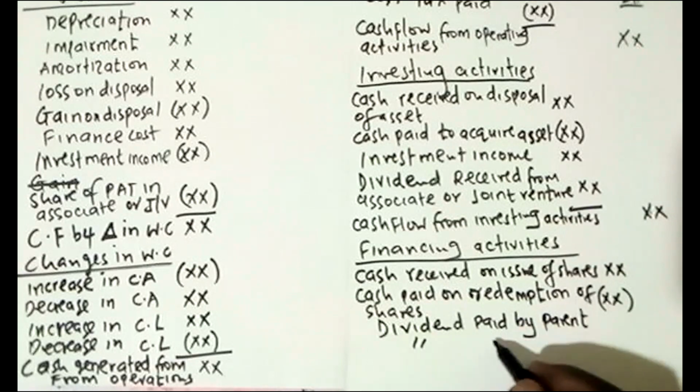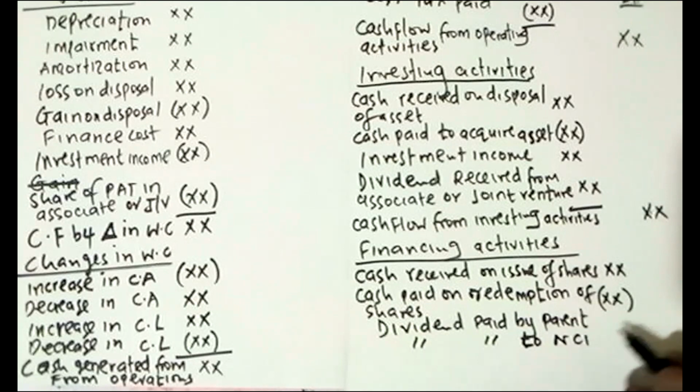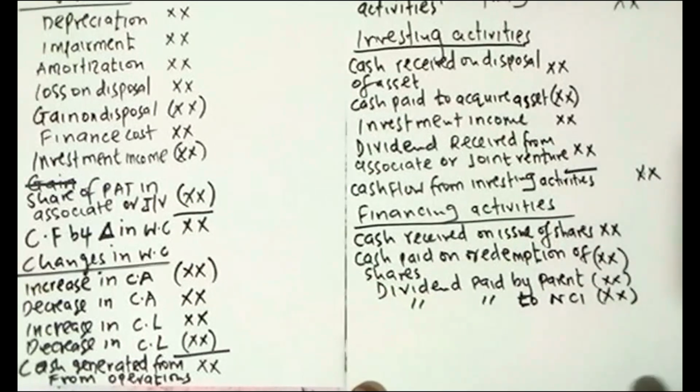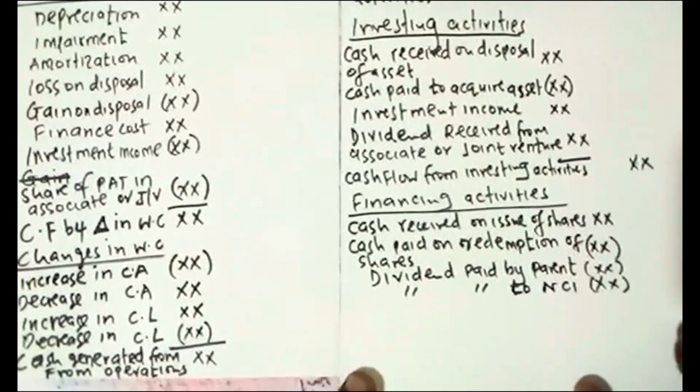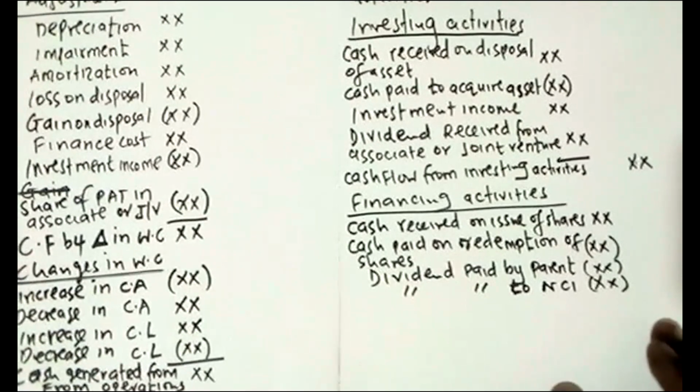Dividends paid by the parent and dividends paid to NCI. So there's dividends paid by the parent and the dividends paid to NCI.